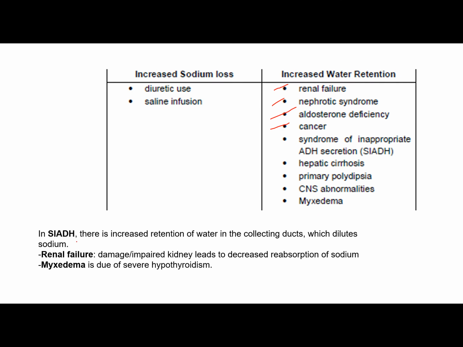Now, sa SIADH, class, there is increased retention of water in the collecting ducts. So, mare-retain lang yung water sa collecting ducts ng kidneys nyo, class. And because of that, dinidilute niya yung sodium. Then you also have your hepatic cirrhosis, primary polydipsia, CNS abnormalities, and myxedema. Now, for the renal failure, class, damaged or impaired kidney leads to decreased reabsorption of sodium. Then myxedema, class, is due to severe hypothyroidism.